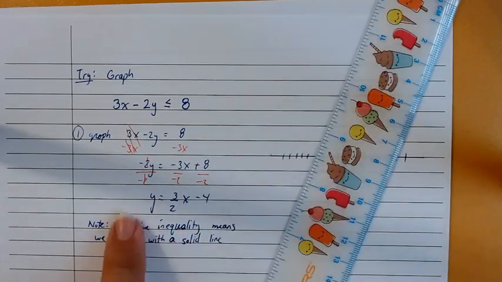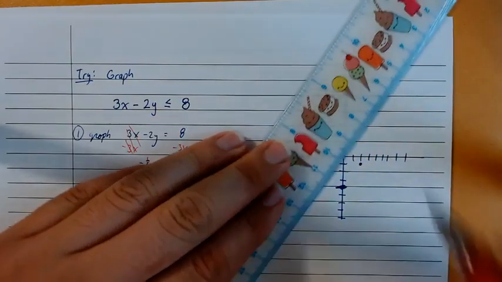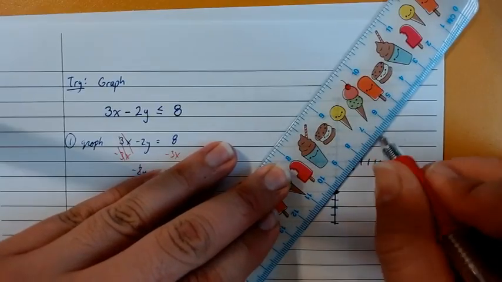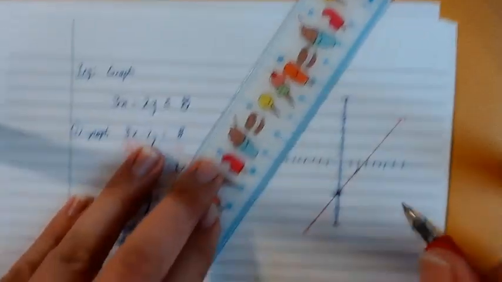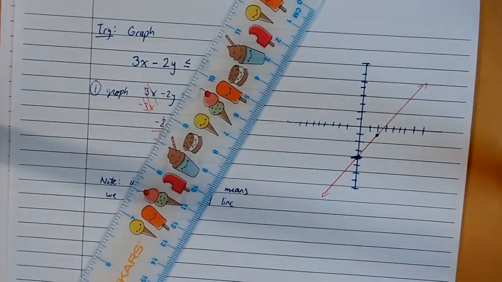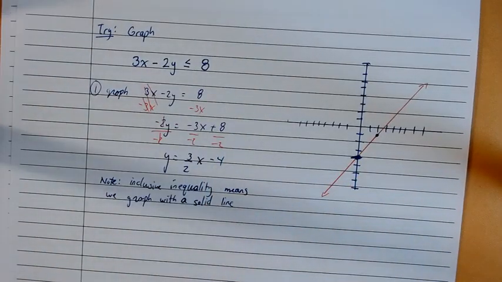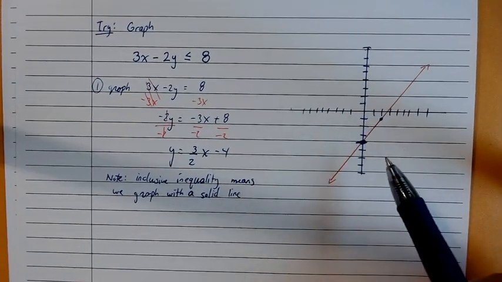And since we have an inclusive inequality, less than or equal to, we're going to go ahead and use a solid line to connect those dots. So here's our boundary. Our answer is going to have this line and everything to one side of this line. Now that we have our line, we want to figure out which side of this line we're going to use for our answer.